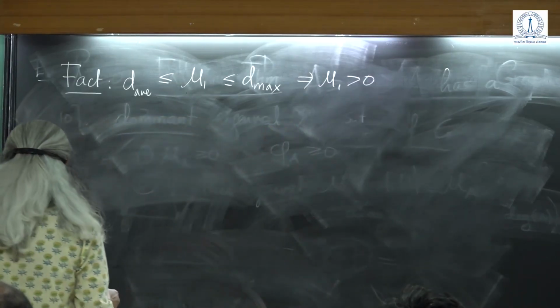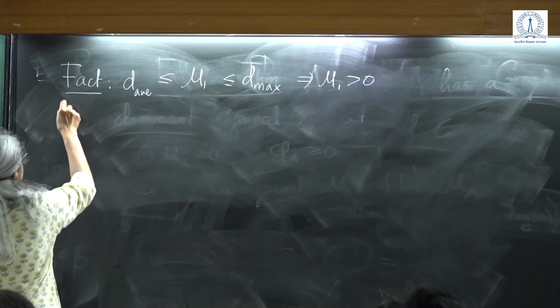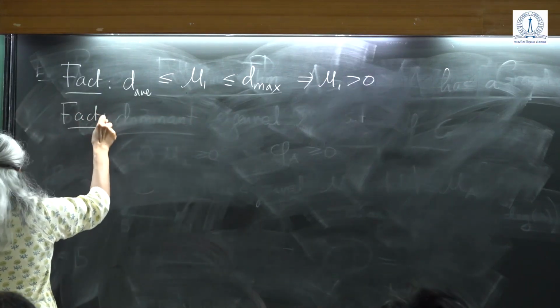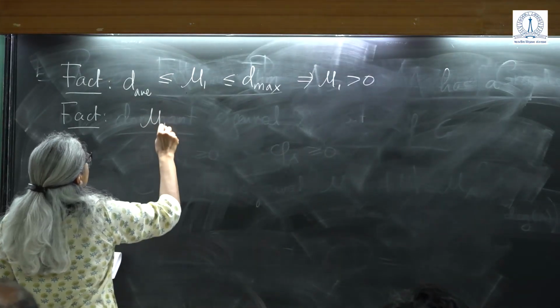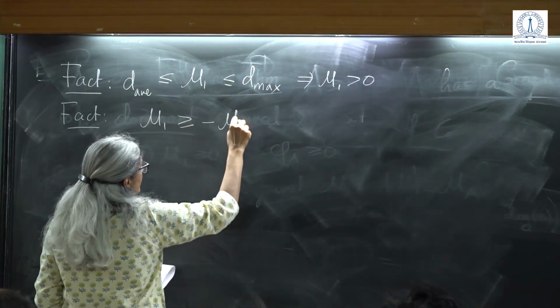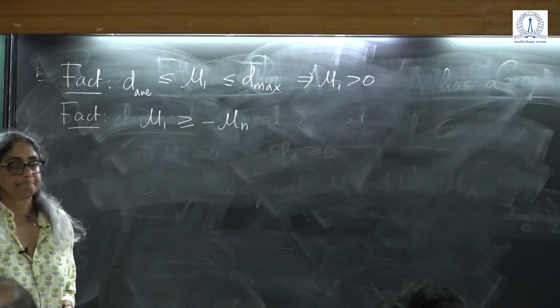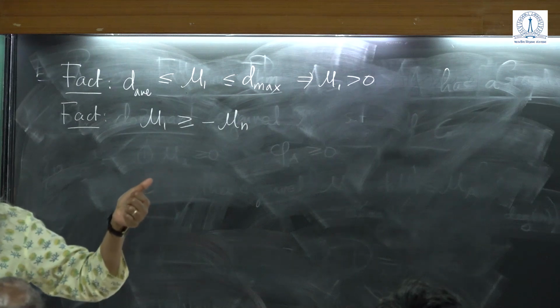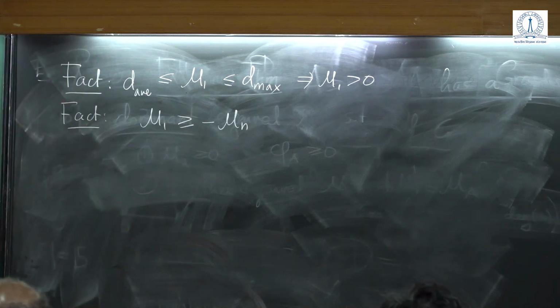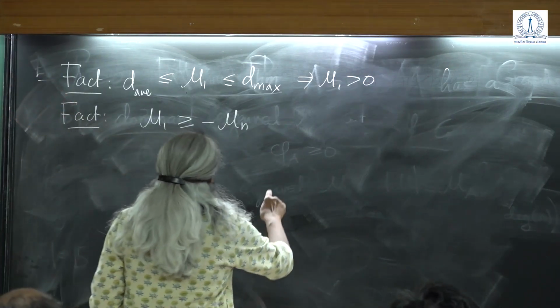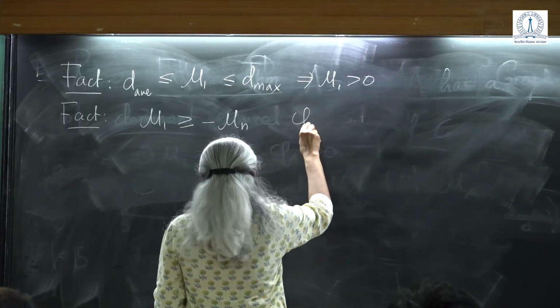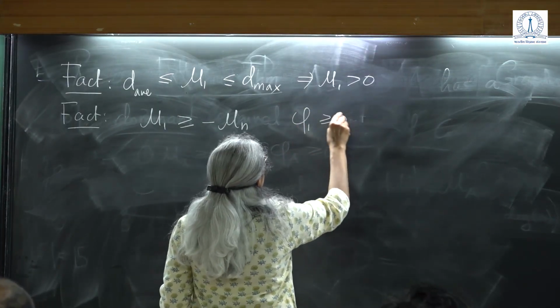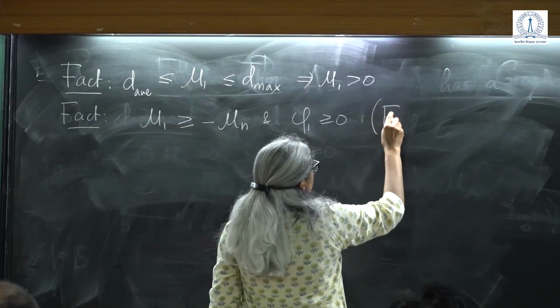And then by Frobenius, this is some new fact, we also know that mu1 is greater or equal to minus mu(n). Do you agree? Because mu1 is greater than the absolute value of mu(n). Mu(n) is the last eigenvalue, which means mu1 is greater or equal to minus mu(n). Good? So we also know that. And we know from Frobenius that phi1 is non-negative. So we know both of these from Frobenius.